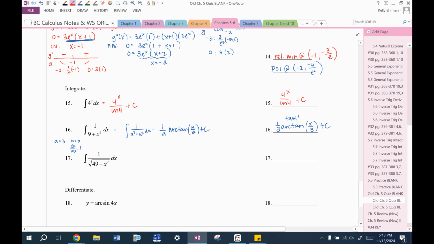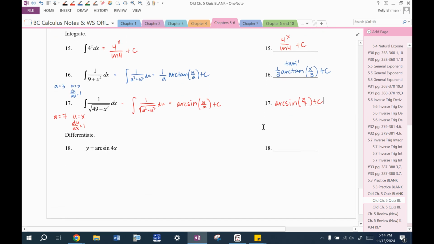And here's another inverse trig. These are the only two that I need you to know, arctangent, and this one is arcsine. So when it's a constant over the square root of a backwards difference of squares, a is 7, u is x, du dx is 1. So this is the integral of 1 over square root of a squared minus u squared du. Now, arcsine does not have a 1 over a. It's just arcsine of u over a plus c. So that's arcsine of x over 7 plus c.